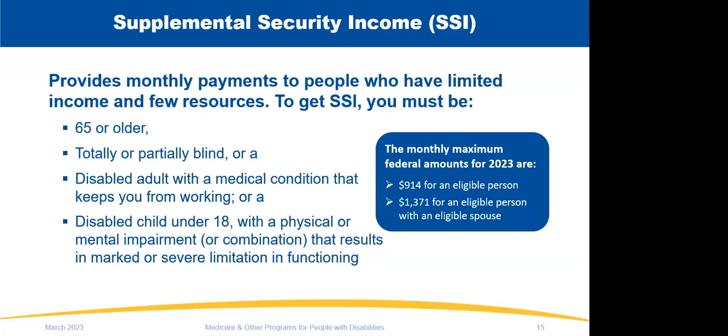Every year, Congress sets the federal benefit rate. That is the maximum amount that can be paid on SSI. In 2023, that federal benefit rate for individuals is $914. If it's an eligible couple, and an eligible couple is where both spouses are eligible for SSI, then that federal benefit rate this year is $1,371.